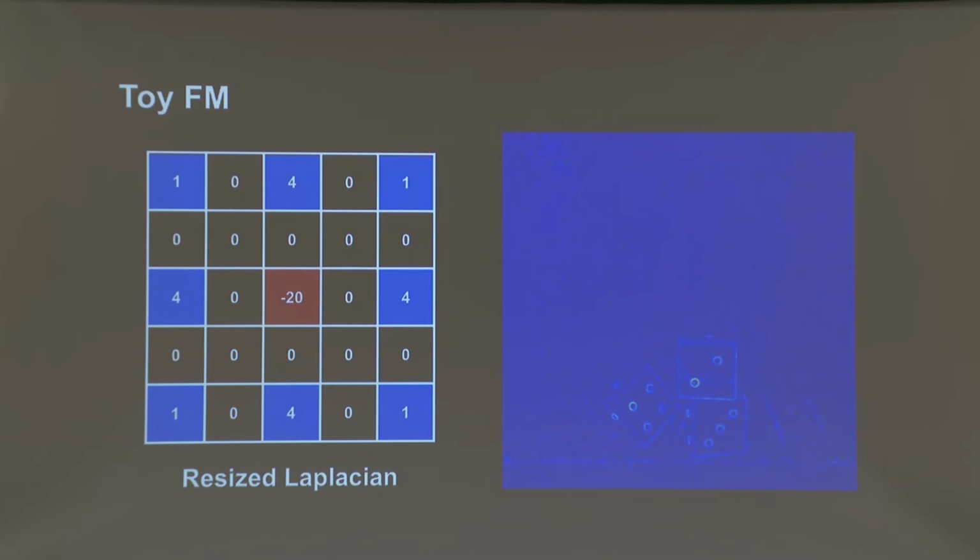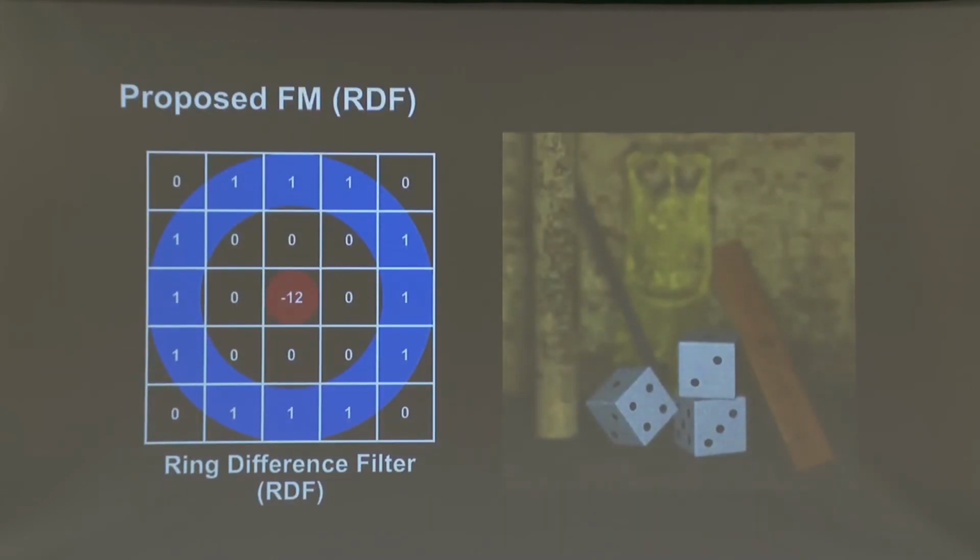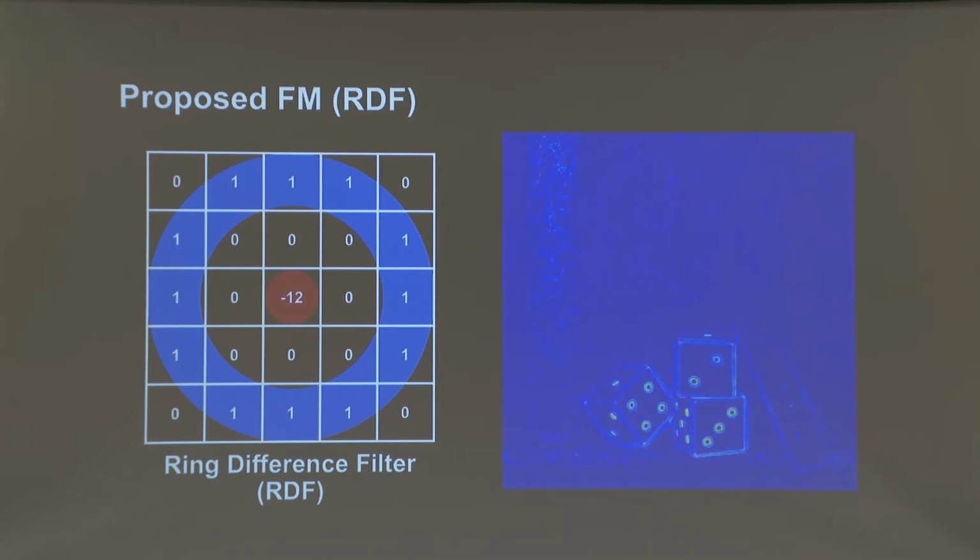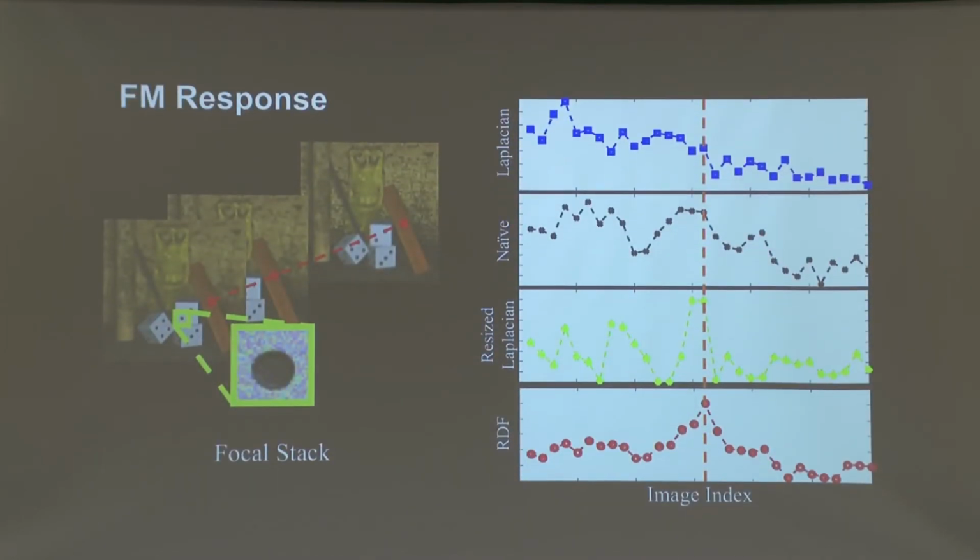And so by combining the two, we get something like the RDF. And this has a better response. It has a stronger response, but also a cleaner response at the same time. We can see from the toy example here, the red point denotes the location that we're looking at. All these images here are differently focused, so they all have different amounts of blur in them. And you can see the correct response should be maximum at number 16, where the image is most in focus.